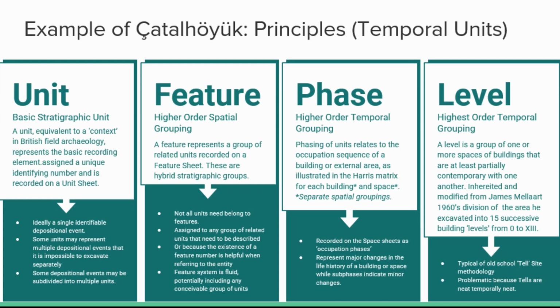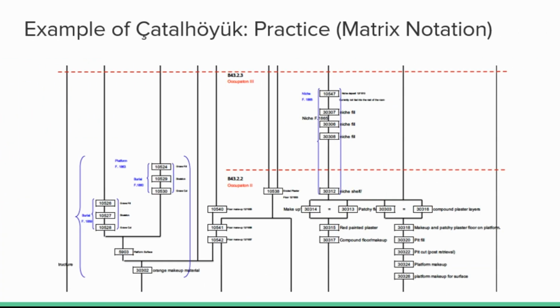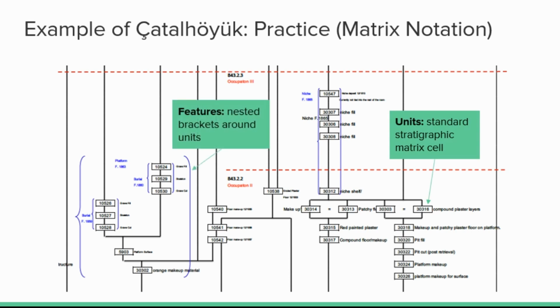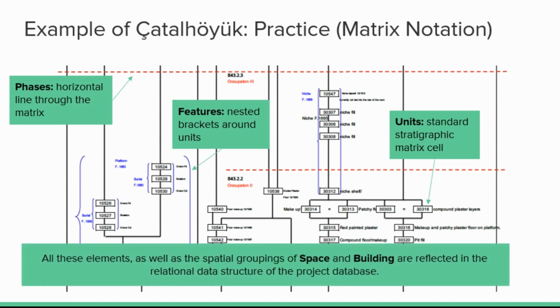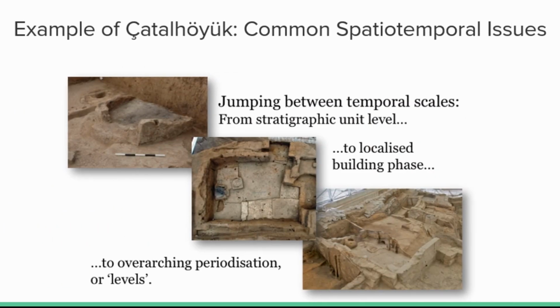And the point about this is that we annotate it in a specific sort of way. So we actually just draw our matrices, and we have units, and then the features are noted like this as brackets around the units, and then the phases are horizontal lines through the matrix. And all of these elements are linked into spatial components as well, like buildings and spaces.